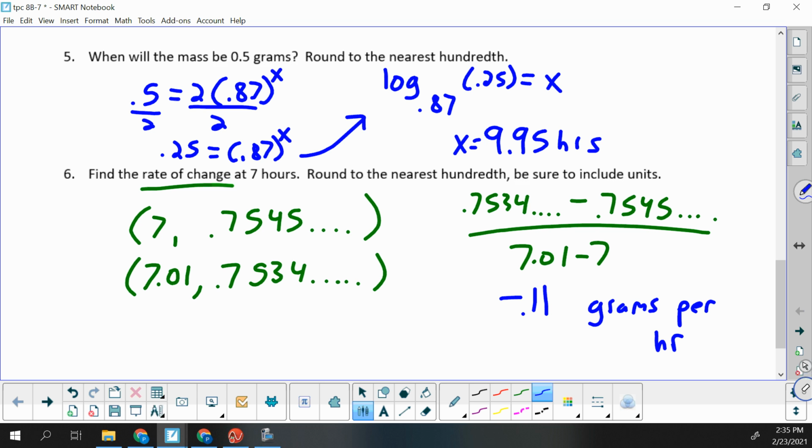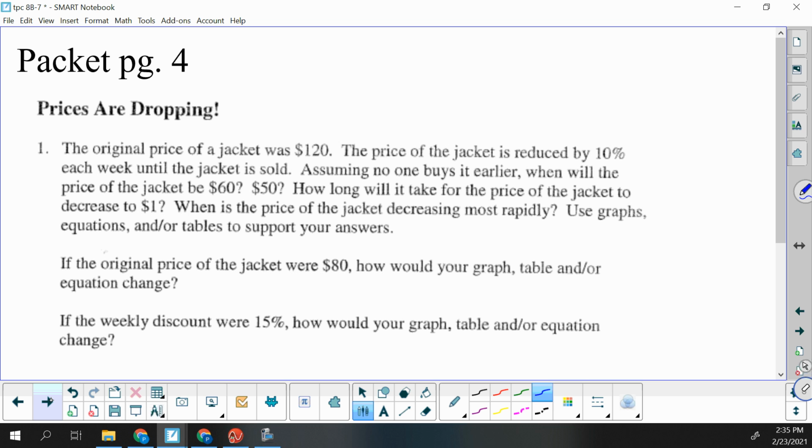So this problem included lots of different things that we have worked with. Finding an x, finding a y, finding a rate using our 0.01s. We're going to move over to page 4 now.